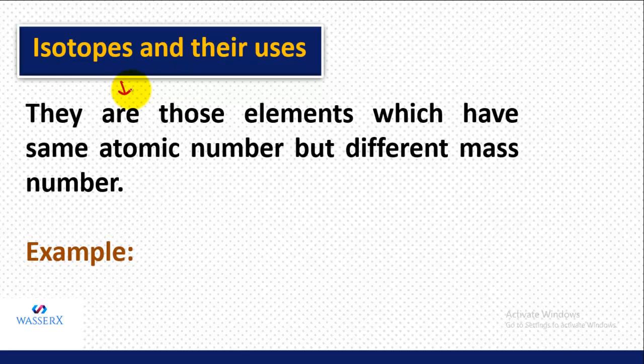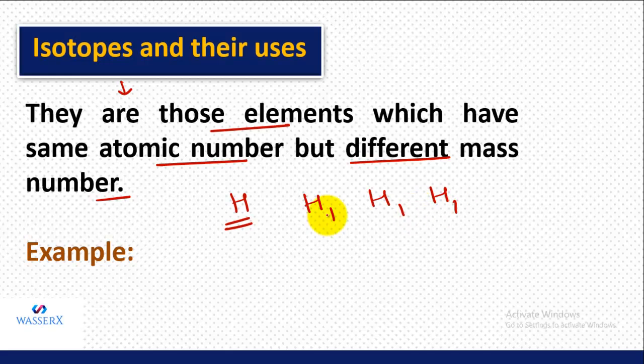So what are isotopes? We have seen that there are certain elements which possess the same atomic number but have different mass numbers. For example, hydrogen exists in nature in 3 forms, right? All are H with the same atomic number but they have different mass numbers. Because they have different mass numbers, the relation they share is that they are isotopes of each other.